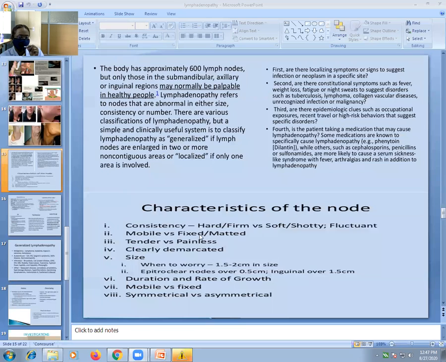Whether they are mobile or fixed: usually in malignancy, they are hard and fixed. Then matting, whether they are matted or non-matted. Matted means more than two groups of lymph nodes connected with each other so that they feel like one unit. Multiple groups come together; that is called matting. So size, consistency, mobile or fixed, tenderness, and whether matted or non-matted. These are the points to be noted while palpating a lymph node.